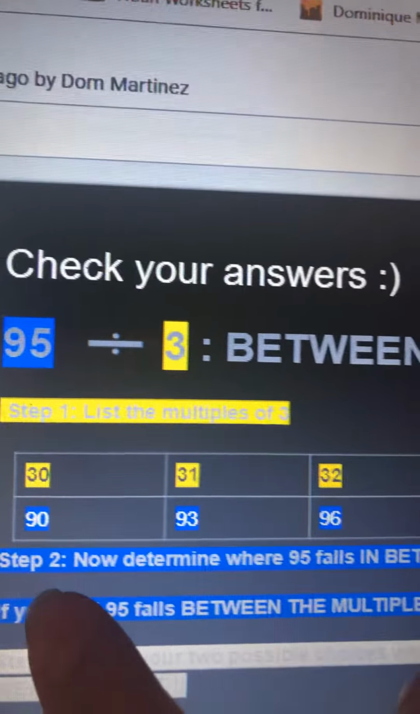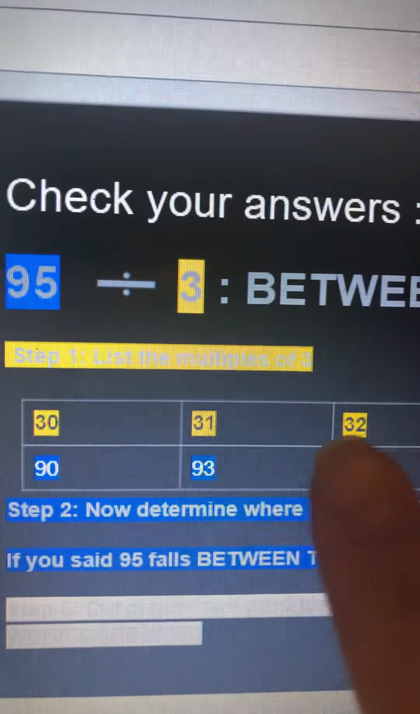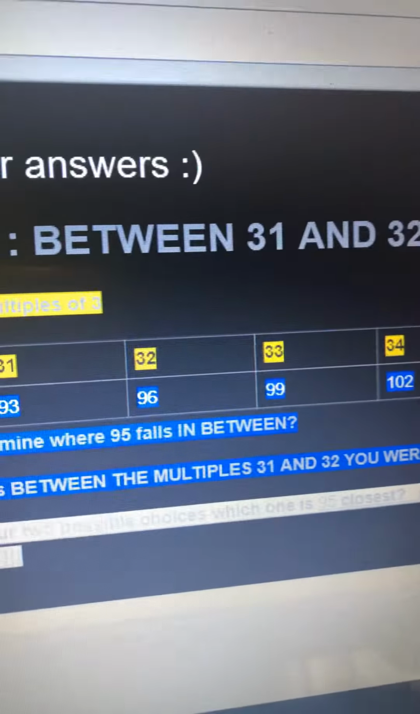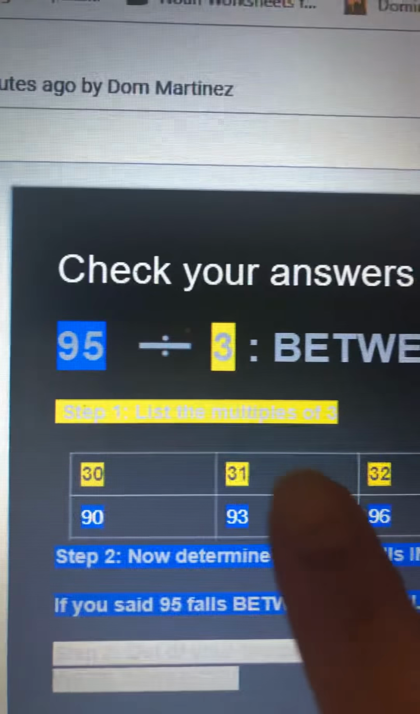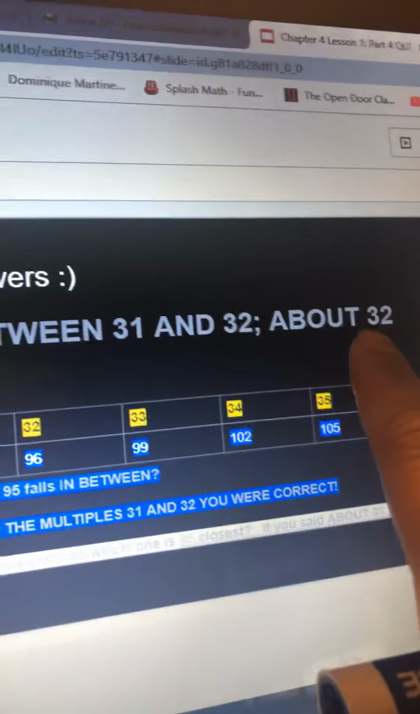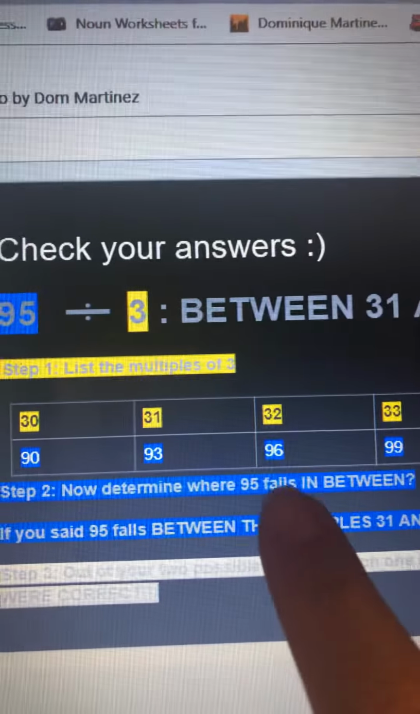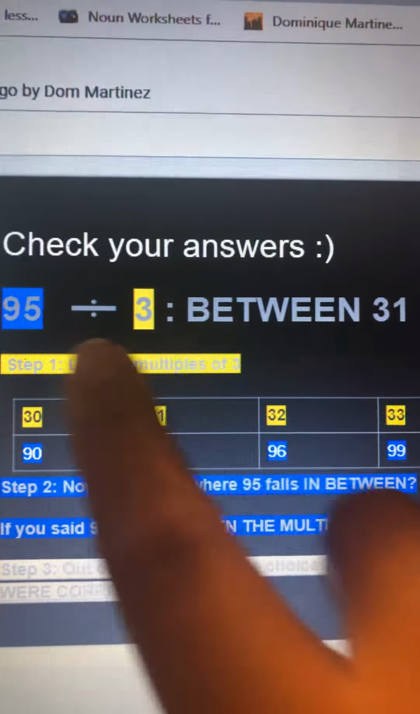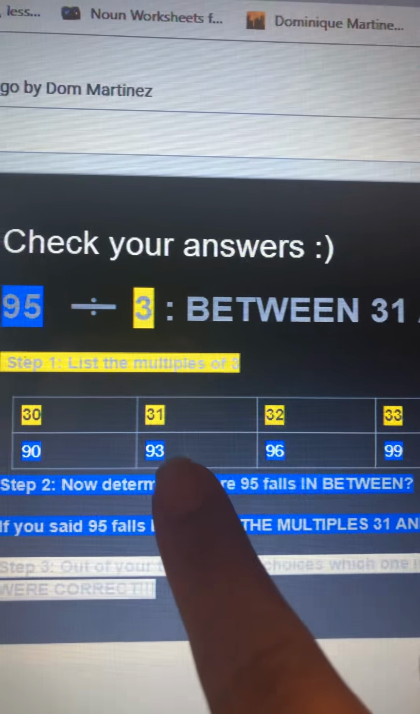30 times 3 is 90, 93, 96. Whoops, already went over 95. So if you even stopped right there, cool. You don't have to go any further. So once again, our number fell between 31 and 32. Okay, and it was about 32. Okay, right? 95 is way closer to 96 than it is 93.